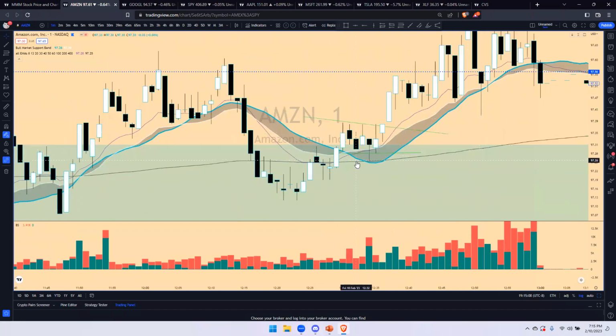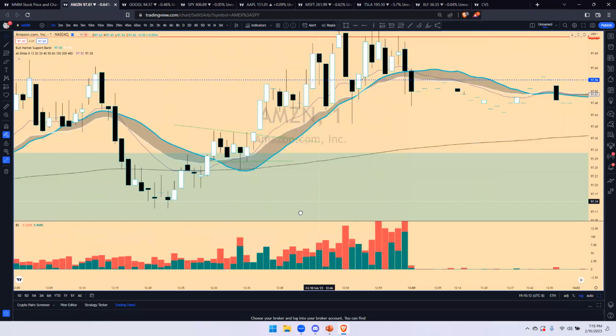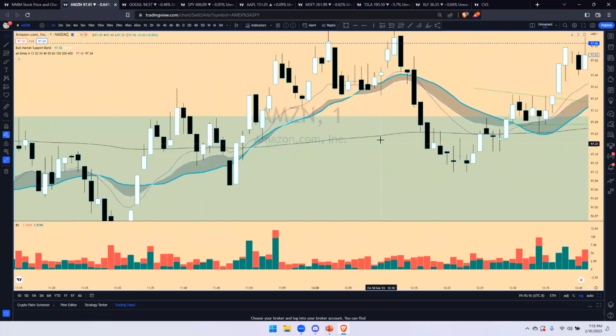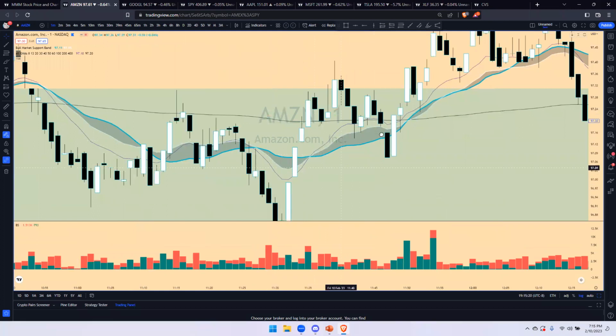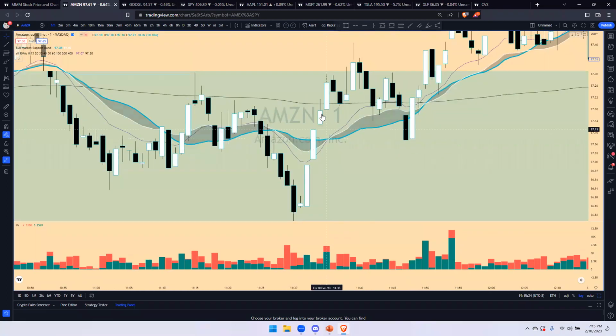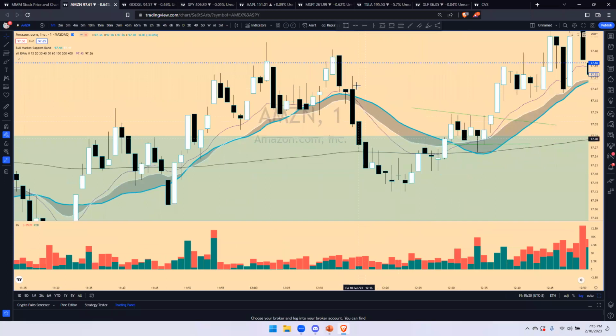So the cross on the 1 minute, it's awesome. And your profit target on the cross on the 1 minute should be this 200 SMA. It's a great profit target on the cross. Here's the cross. Here's the profit target.